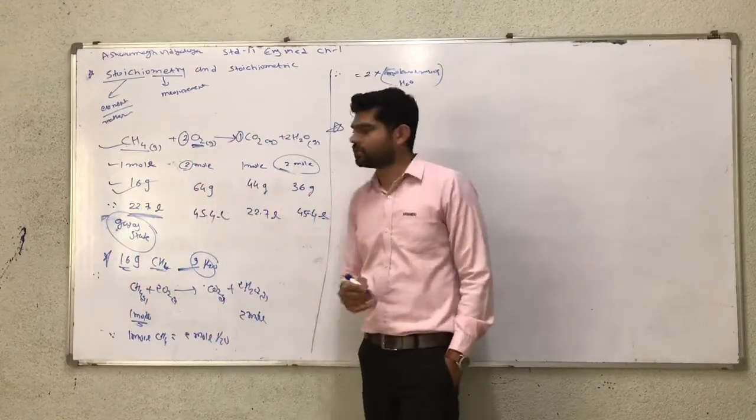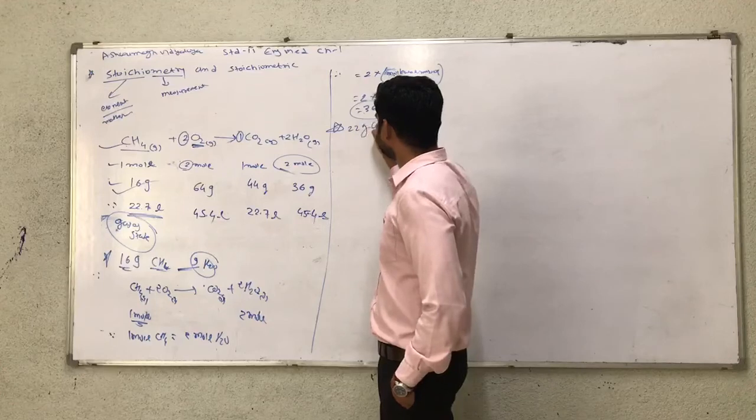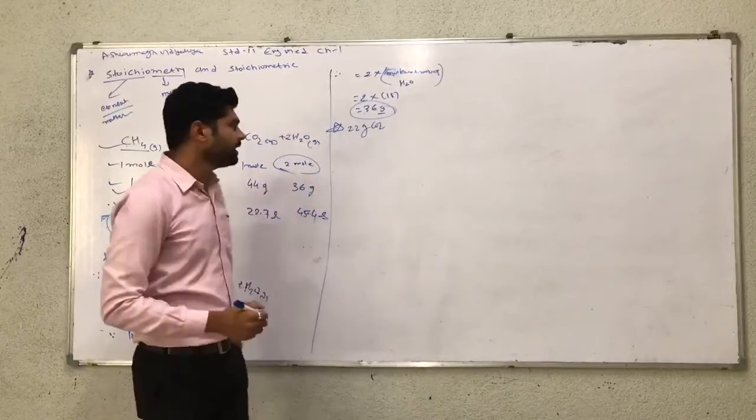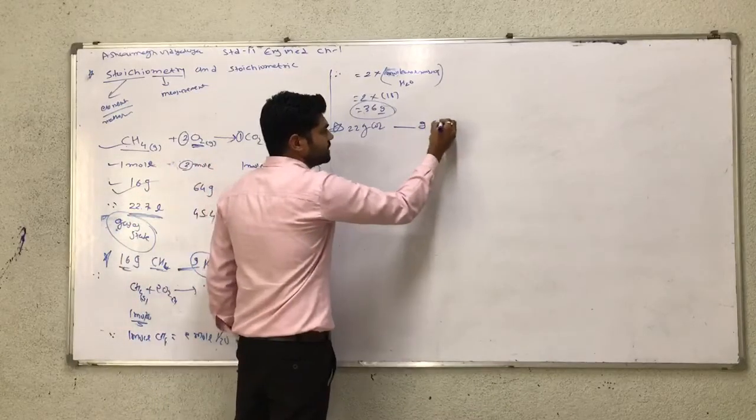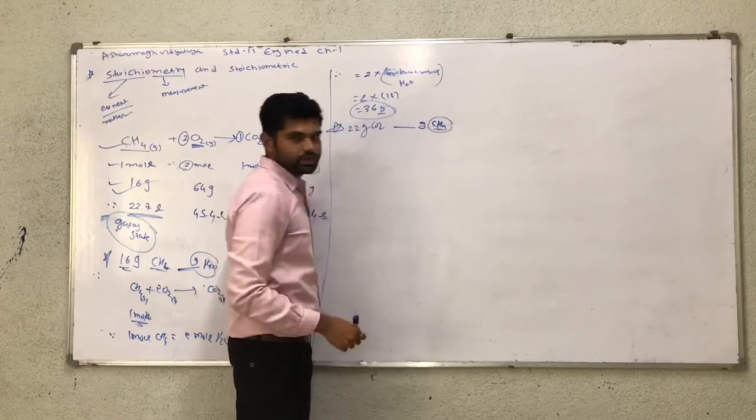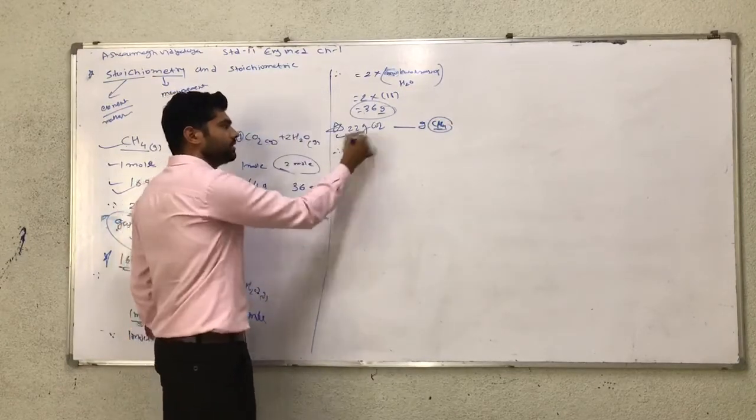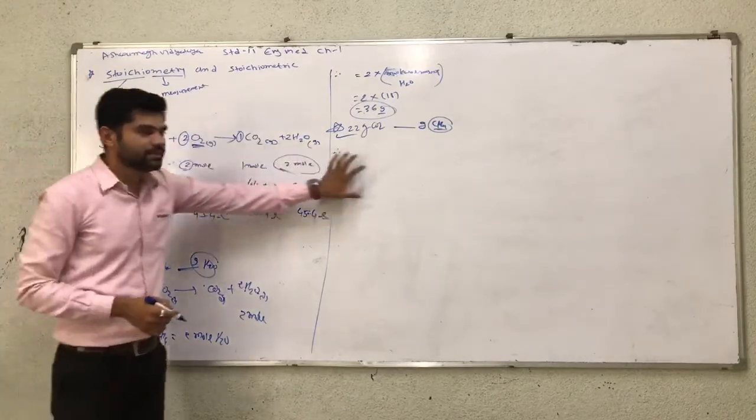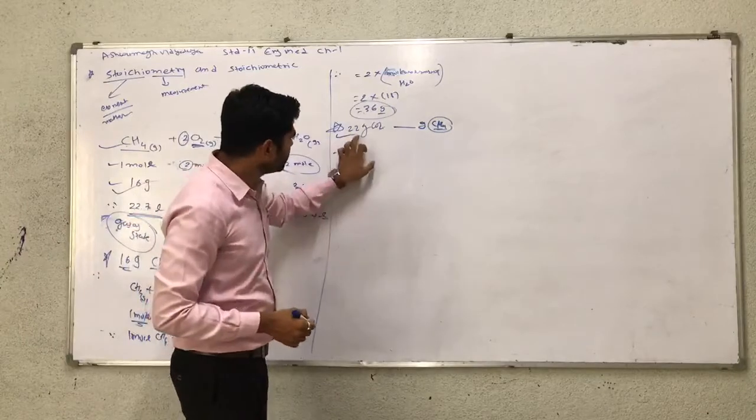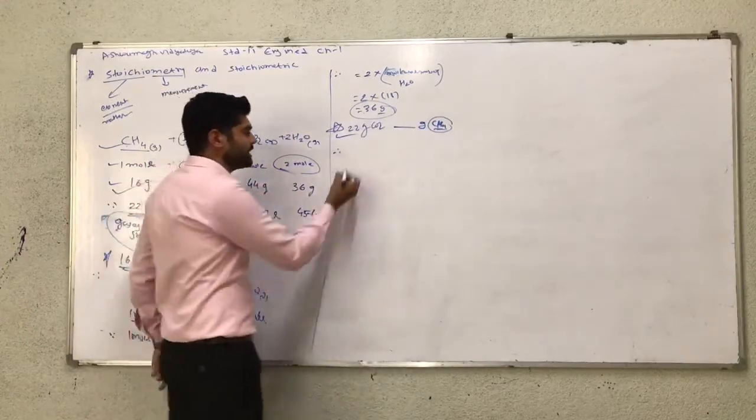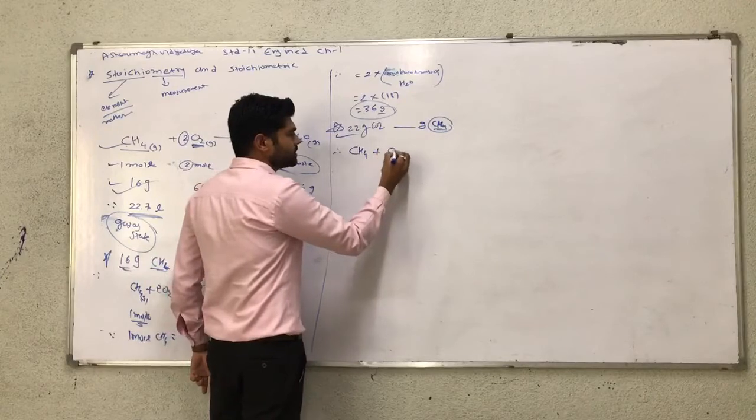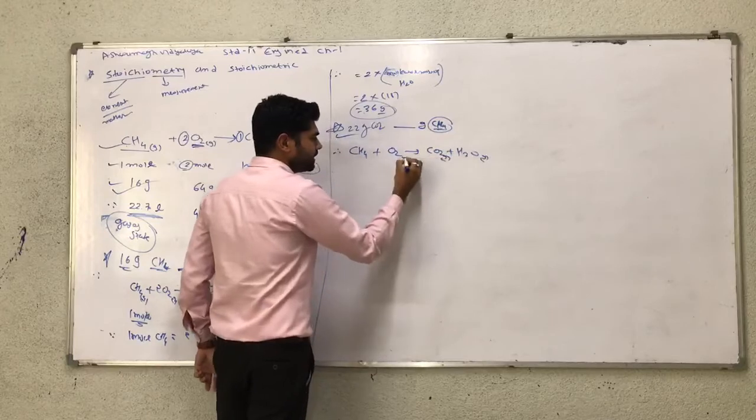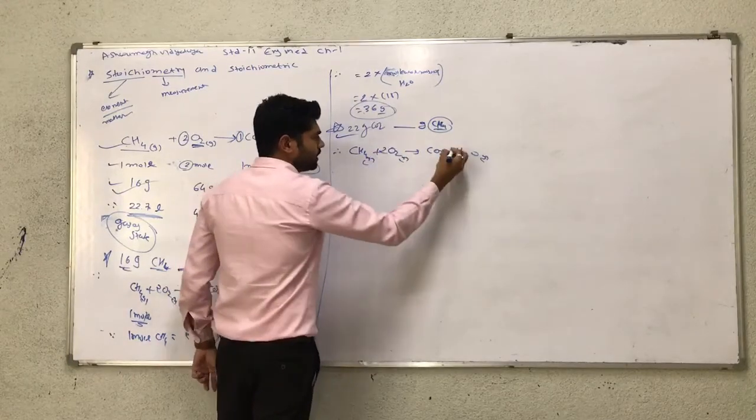Another example: when 22 grams of CO2 is produced by burning in the presence of air, how many grams of CH4 will be used? Same equation, you get the value of CO2 produced. So how many grams of CH4 burn when 22 grams of CO2 is produced? So same, CH4 plus O2 gives CO2 plus H2O, all in gaseous state. Write the balanced chemical equation, 2 and 2.